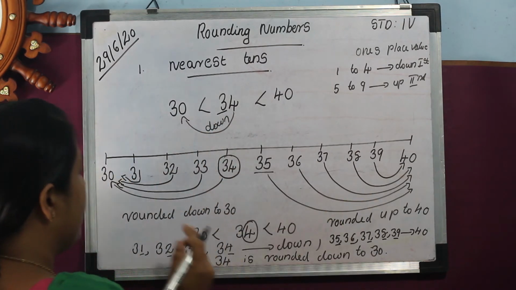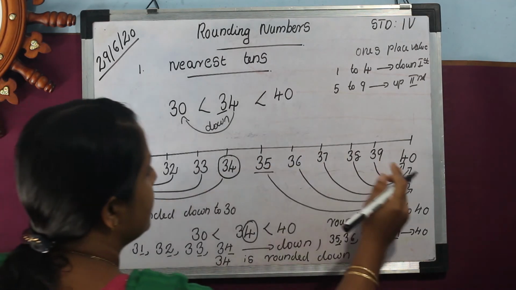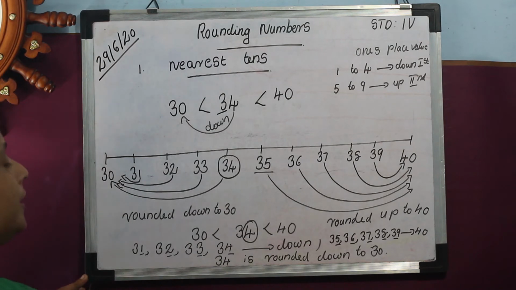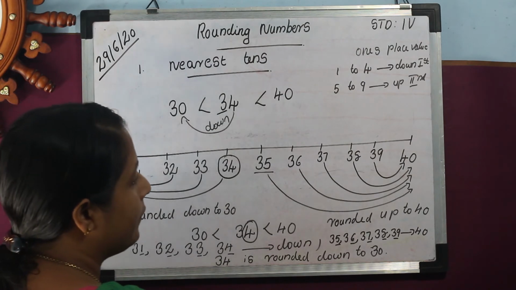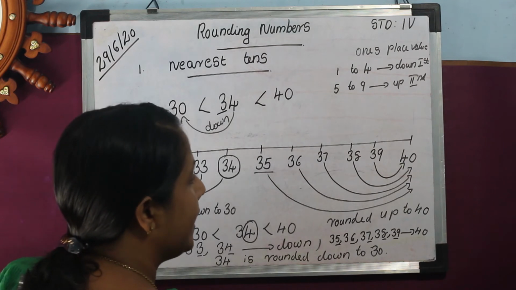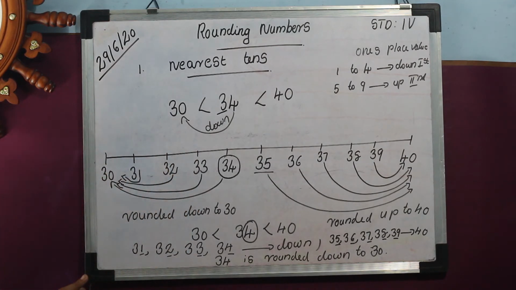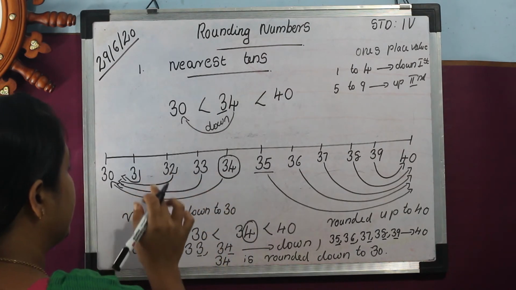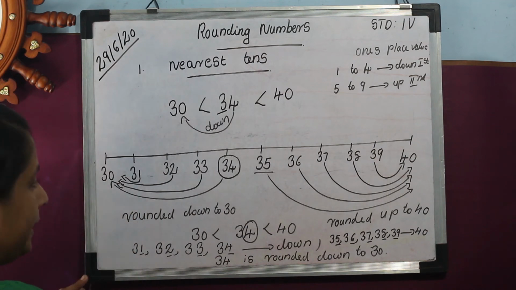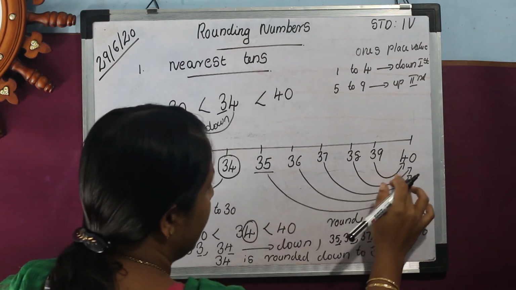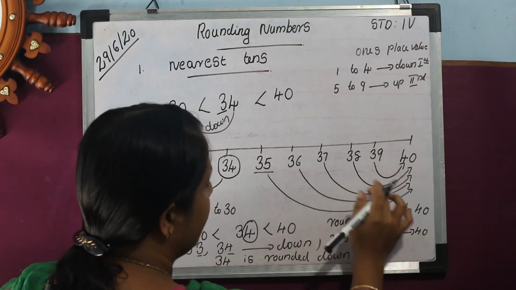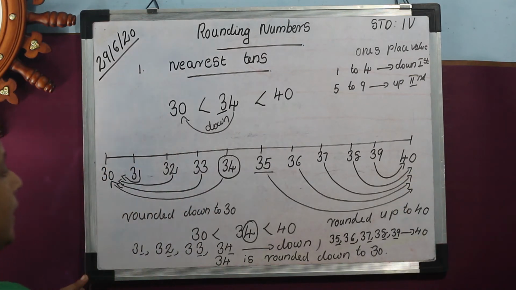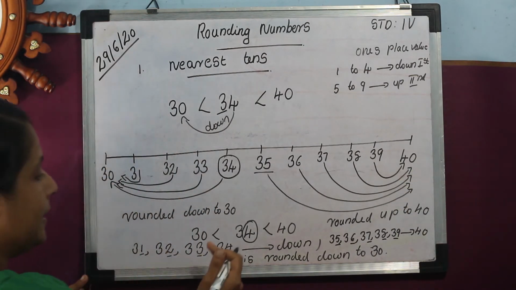Then draw the number line and mark it as the first number is 30 and the last number is 40. In between we write these numbers 31, 32, 33, 34, 35, 36, 37, 38, 39 and last is 40. Then 34 is very close to the number 30. Then 33, 32, 31 are also very close to the number 30. Then consider the number 39 closer to 40, 38, 37, 36 and last 35 is also closer to the number 40.